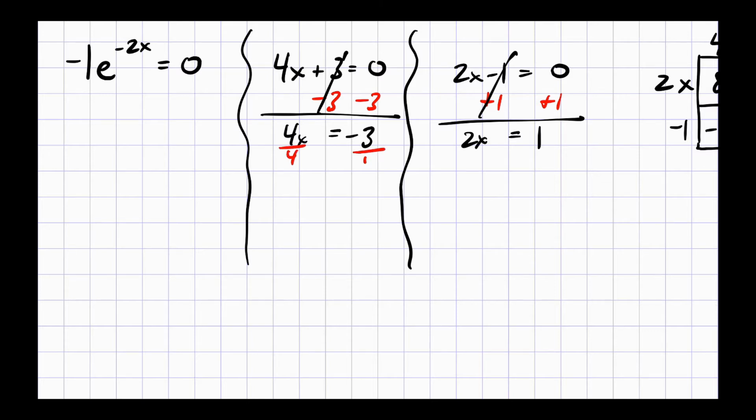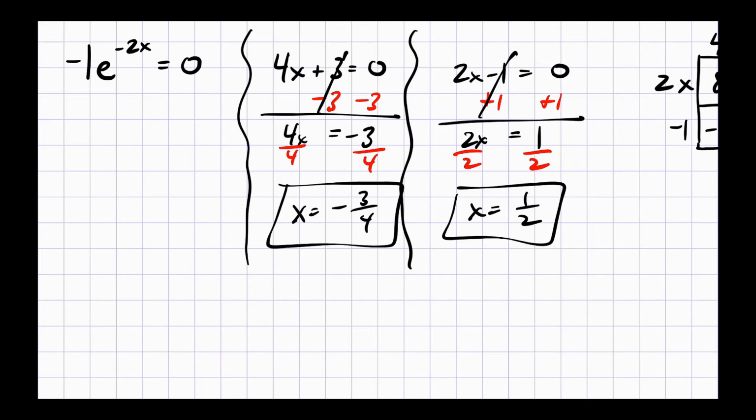Divide by 4 over here, divide by 2 over here, and 1/2 here. Okay. This guy over here, well, I can divide by -1 to get rid of the -1 in the front. So I have e to the -2x still equals 0.